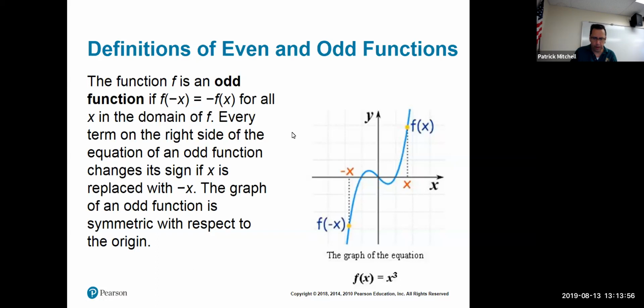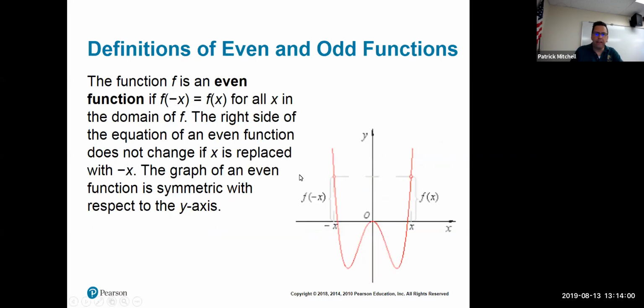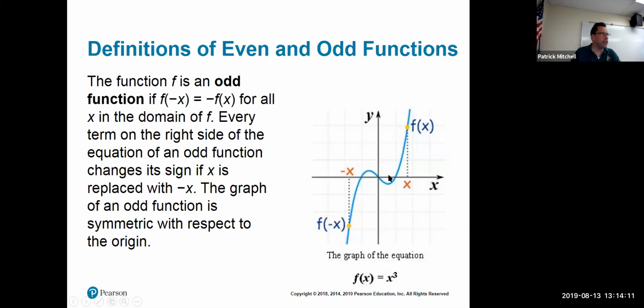Again, let me just go back real quick if I can. Yeah, even functions have y-axis symmetry. The whole y-axis is like a mirror. Looks the same on the right side as on the left side. And then odd functions have this origin symmetry. Okay. If your graph does not have either one of those two kinds of symmetries, then it is neither even nor odd. Okay. So now let's talk about what it looks like when you have an equation.